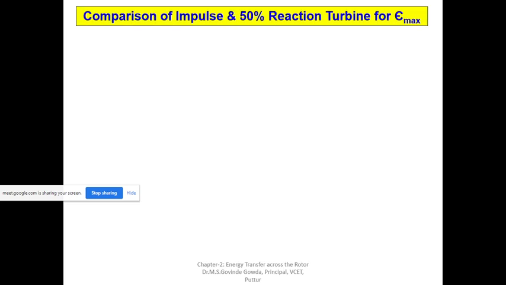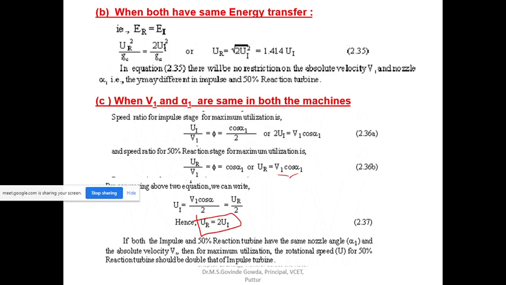Okay, so lastly, comparison of impulse and 50% reaction turbine. I think you have the next class now. This I will do later. Okay, till here we have finished it. So fine then, guys.